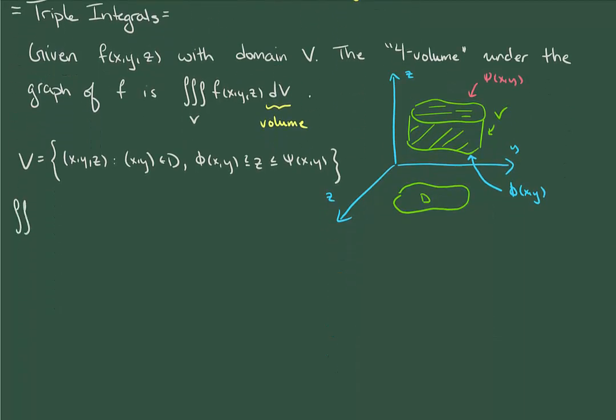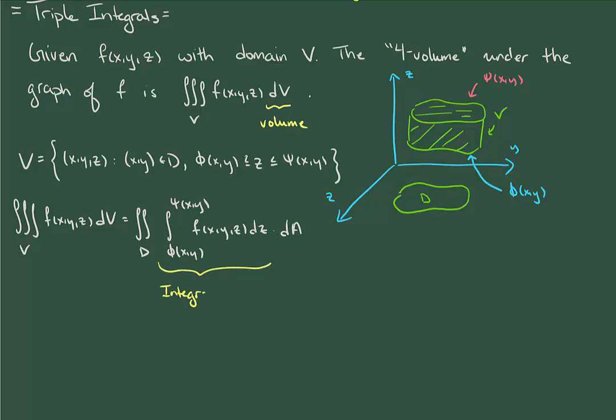So when I write down now the triple integral, I'm going to be able to write it in the following form. The integral over D, and then I'm going to integrate z from phi to psi. And here, again, notice that I've integrated away the z's, so the only thing that's left over are x's and y's, and this integral makes sense.